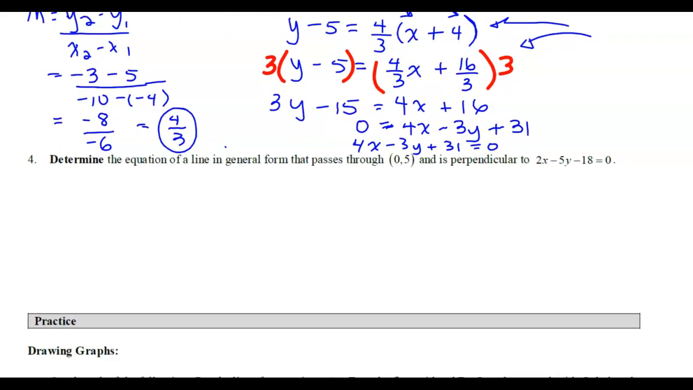Okay. And last one says determine the equation of a line in general form again that passes through 0, 5. What's special about 0, 5? What kind of point is that, or what particular point is that? So it's a point. So what's special about 0, 5? When there's a 0 in it, what's special about it? It's an intercept. Which one is this? Is it the x or the y? It's the y-intercept. 0 for x, 5 for y. So it's the y-intercept.